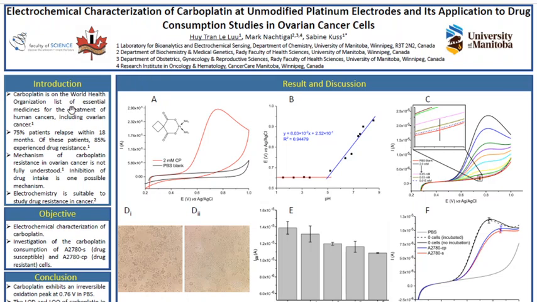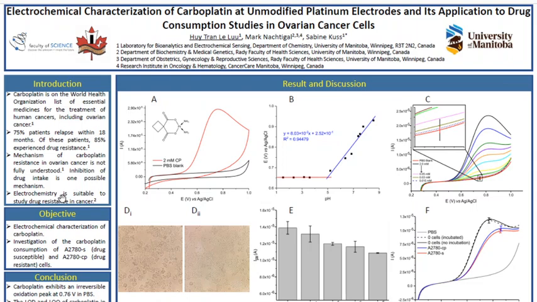Carboplatin is listed by the WHO as an essential medicine to treat various human cancers, including ovarian cancers. However, 75% of patients relapse within 18 months. Of these patients, 85% experience drug resistance. Worse, the underlying mechanisms of resistance are poorly understood. Therefore, there is a need for a tool to detect and study drug resistance in cancer.